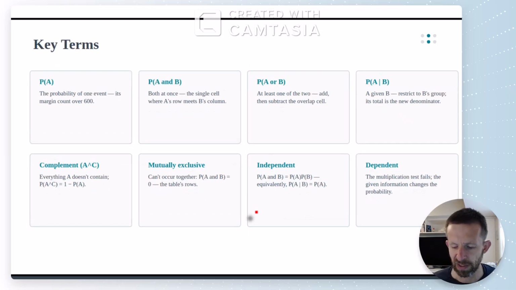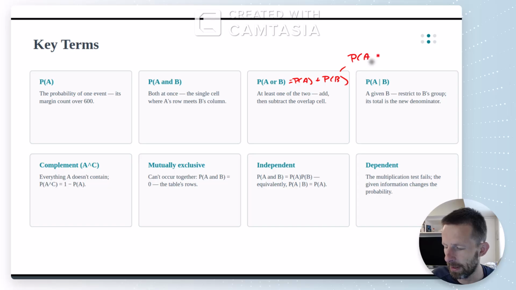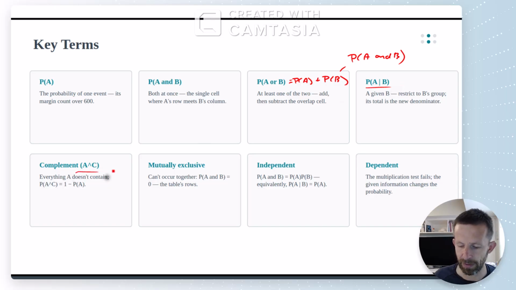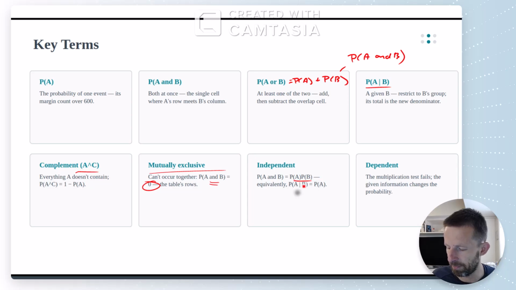So, key terms. P of A is the probability of event A. Probability of A and B is the intersection of the two. Probability of A or B is the probability of A plus the probability of B minus the probability of A and B. You want to subtract that redundancy. This means A given B. Complement is just everything that's not in set A. Mutually exclusive means that their overlap is 0. They have no elements in common. Independent means that the probability of A times the probability of B is the probability of A and B. And dependent means they are not independent.